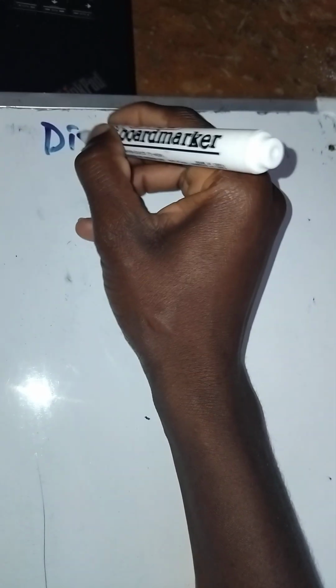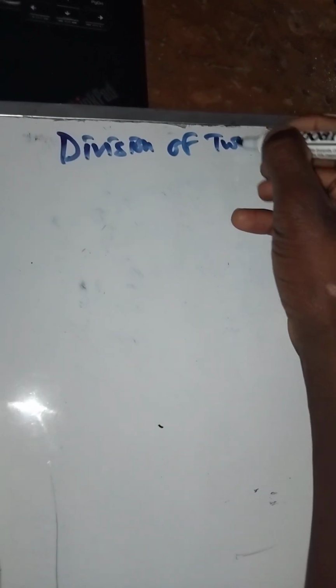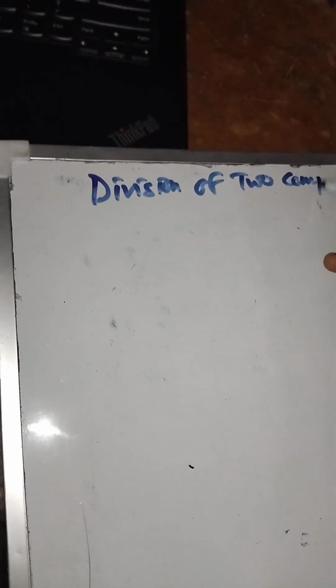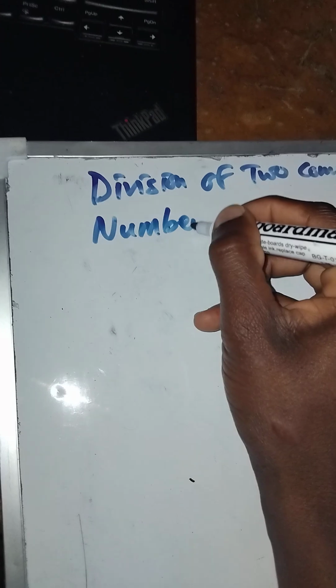So now we do division of two complex numbers. Division of two complex numbers.